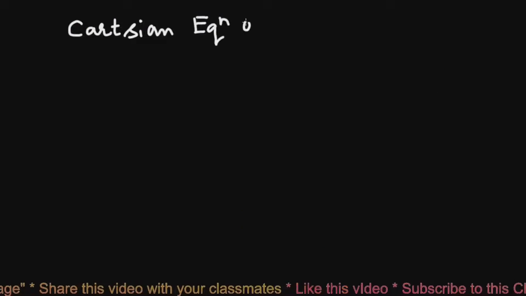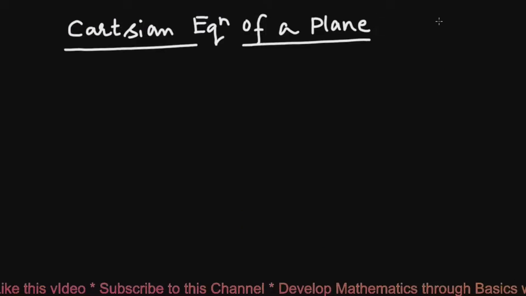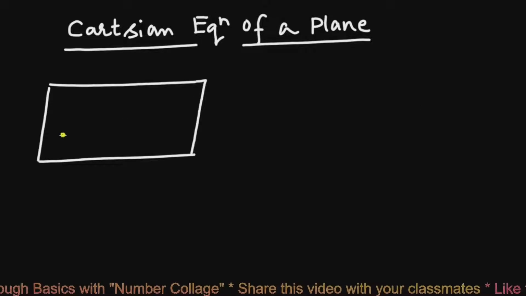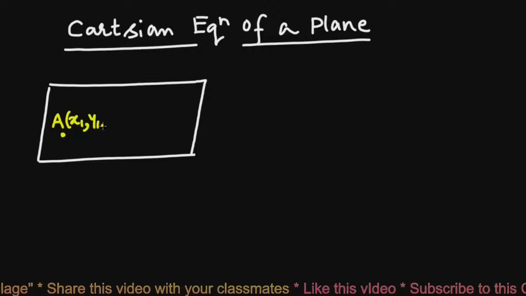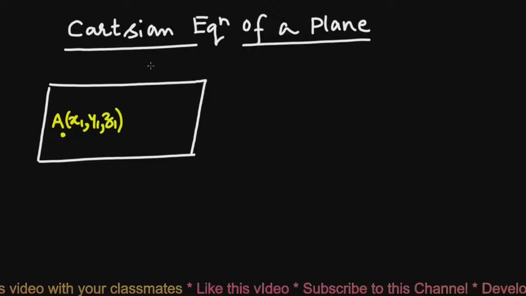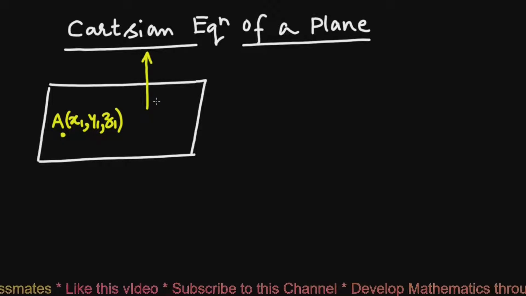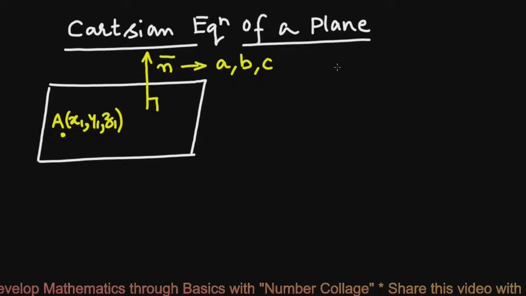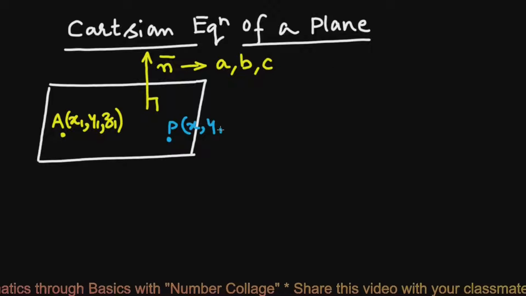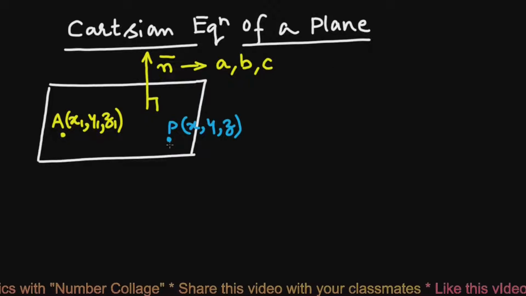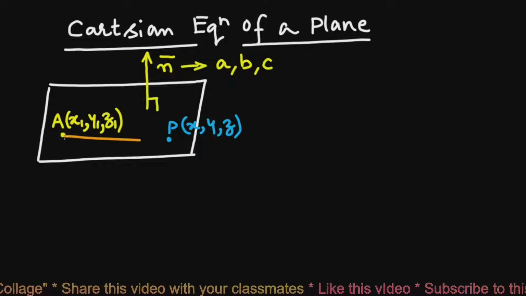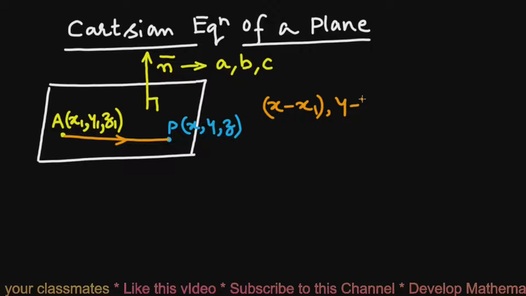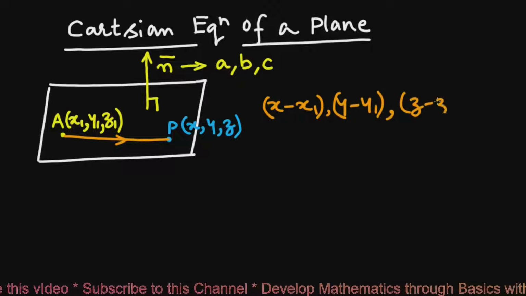The Cartesian equation of a plane can also be found out as follows. Suppose on this plane there is a point A(x1, y1, z1), and the direction ratios of the normal vector are a, b, c. If P(x, y, z) is any point on this plane, then the direction ratios of AP will be x minus x1, y minus y1 and z minus z1.